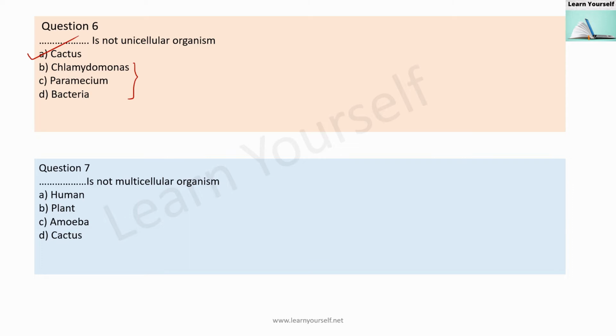Question number 7, which is not a multicellular organism. Humans are multicellular, plants are multicellular, cactus are multicellular. So remaining, amoeba is unicellular and it is not multicellular.